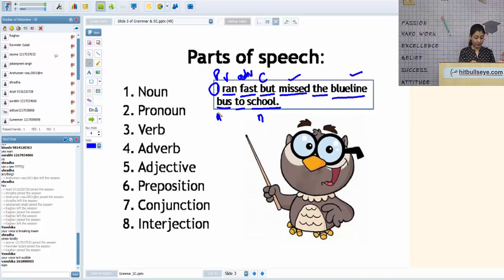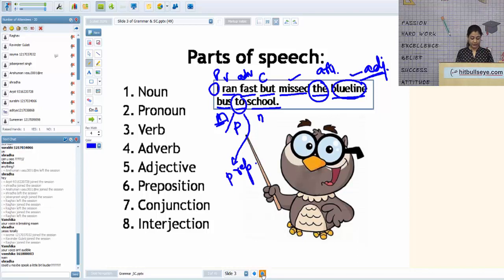The quality of the bus is the fact that it's blue line, so it makes it an adjective, as we just talked about, right? The words that tell us about the quality of a noun or a pronoun are adjectives. The here we just talked about is an article, and school again is a noun. To becomes a preposition. Let's move on.